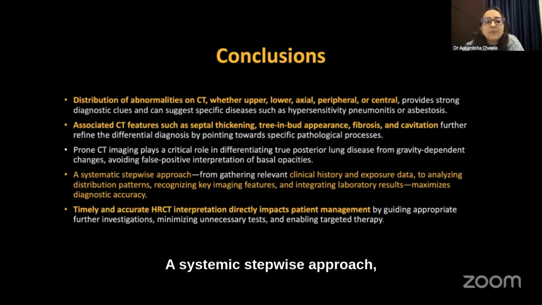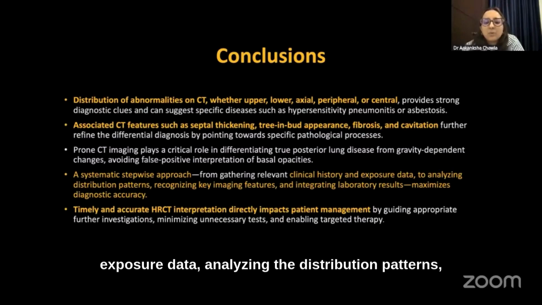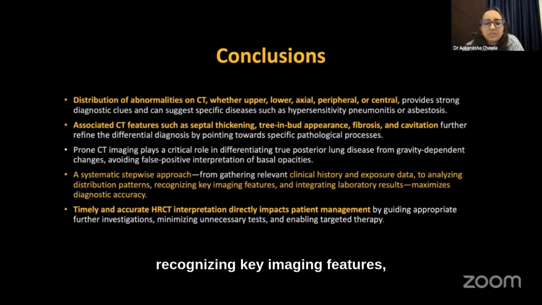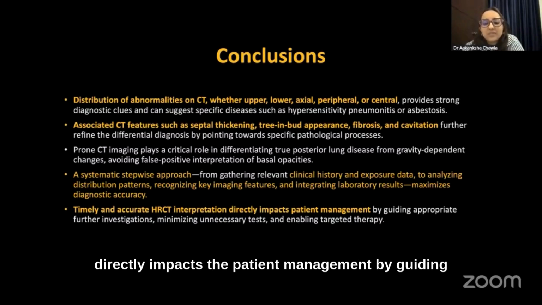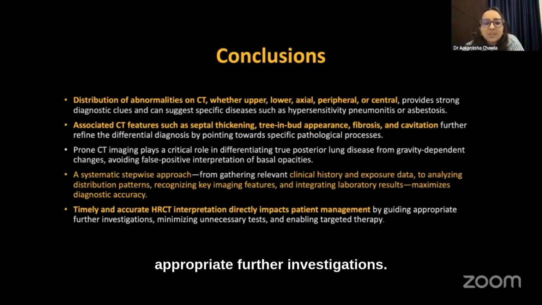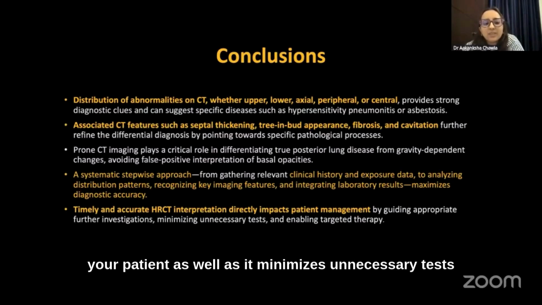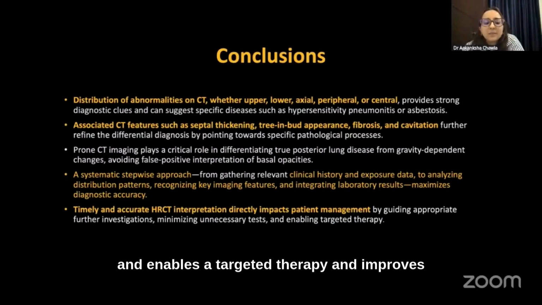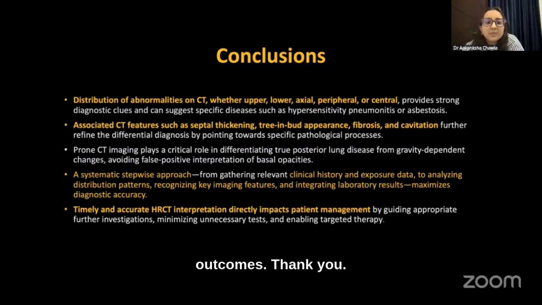A systematic stepwise approach, gathering relevant clinical history, exposure data, analyzing the distribution patterns, recognizing key imaging features, and integrating lab results maximizes your diagnostic accuracy. Timely and accurate HRCT pattern recognition directly impacts patient management by guiding appropriate further investigations. You're not over or under investigating your patient, and it minimizes unnecessary tests, enables targeted therapy and improves outcomes. Thank you.